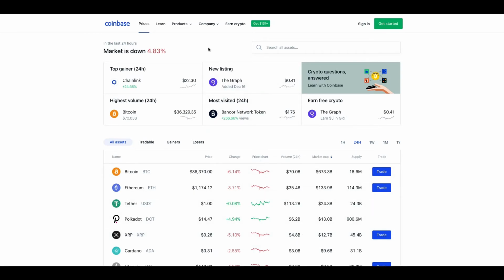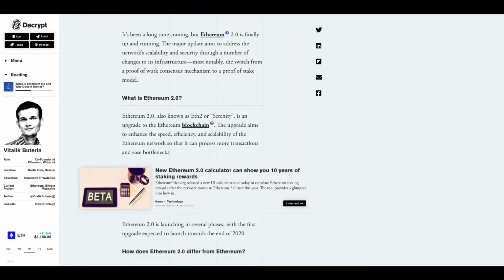This Ethereum isn't necessarily complete. There has been something in the works called Ethereum 2.0. Ethereum 2.0 will be an upgrade that will help to increase the speed of Ethereum. And Ethereum is already pretty fast. It's definitely much faster than Bitcoin, which I showed in my Bitcoin video. So it will upgrade the speed, efficiency, and scalability of the Ethereum blockchain.